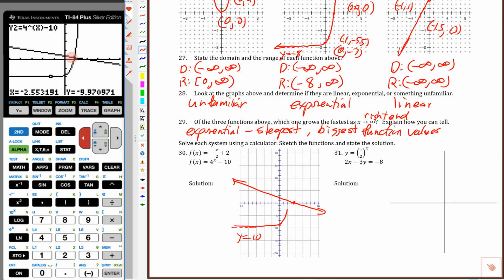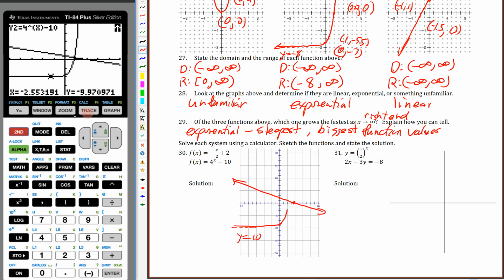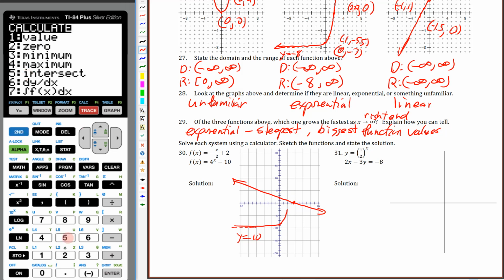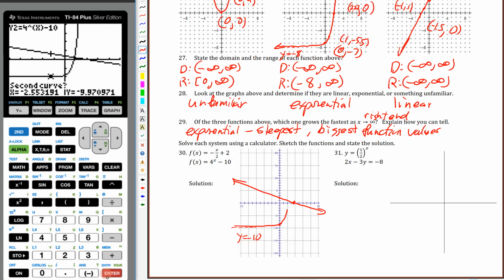Now, we actually want to find that point of intersection. So remember, calculate. We want to find where it intersects, so 5. First curve, yes. Second curve, yes. If you want to take a guess, those are pretty far apart, so we could go ahead and do this. Hit enter, and it's going to tell us 1.73, or that would be 1.74, and then 1.13.